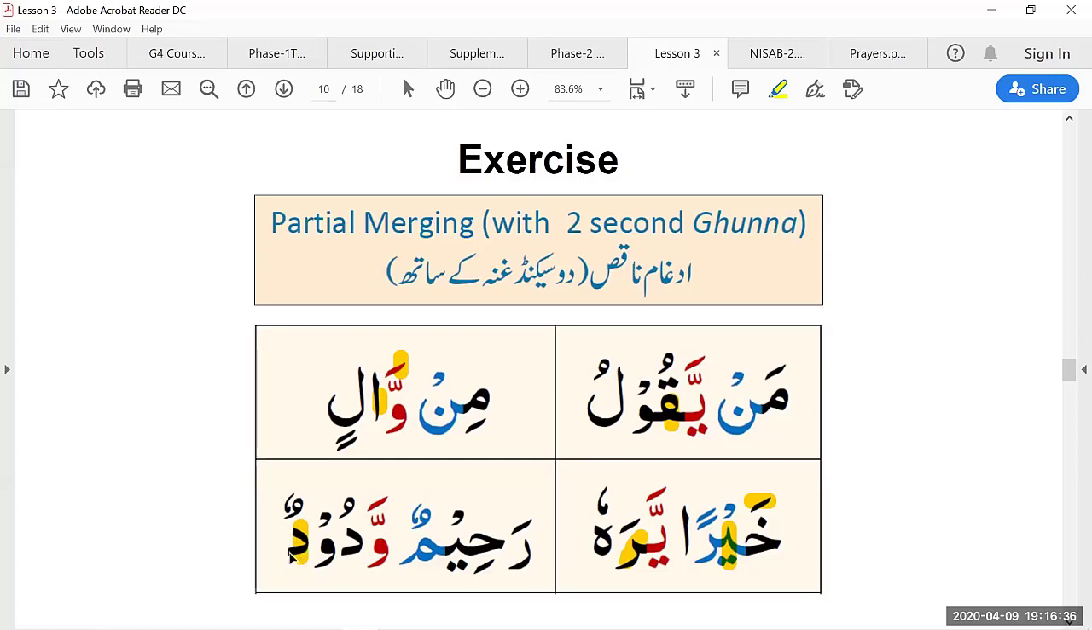So what do you have to do? You have to pronounce it with a jerk. Yes, you have to make a jerking sound. If you pause on this letter, then on dal you will make a jerking sound. So can you say it again? Rahimun wadud. Okay, that was much better. Jazakallah. Okay, moving on.